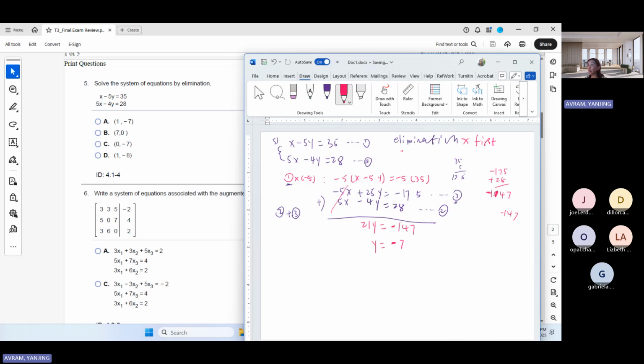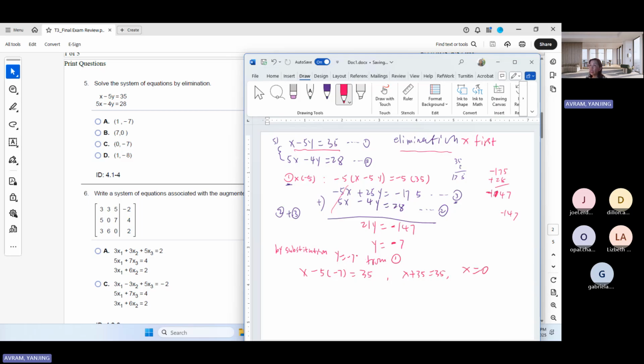So this is called using the elimination method, right? I eliminated the x, and then I solved for y. After I solve for y, we're going to substitute y, okay? By substitution, y equal to negative 7 into the first equation. So I have x minus 5y, y is negative 7, equal to 35, right? And then I have x plus 35 equal to 35. So x will be 0.